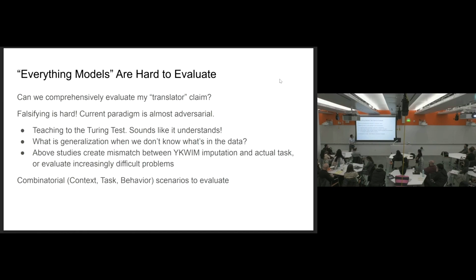And so some of the strategies that have been used here are basically to create a mismatch between what information a "you know what I mean" system would impute to try to make your query well-defined, and the query that you actually have in mind, creating a gap there to see whether we can understand what inductive biases the model has. And I think that there's just a lot of work to be done here to try to figure that out. And the final thing is that there's this combinatorial context, task, behavior set of scenarios that we would need to evaluate to say whether or not a large language model actually understands this concept in this context when it's performing this task, right?